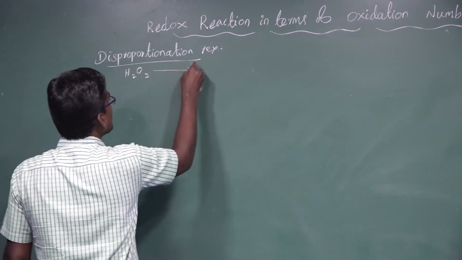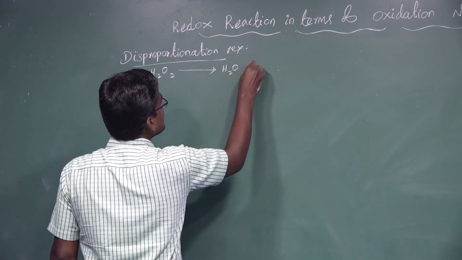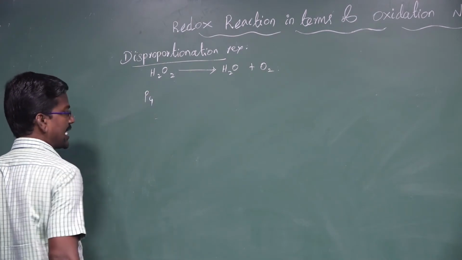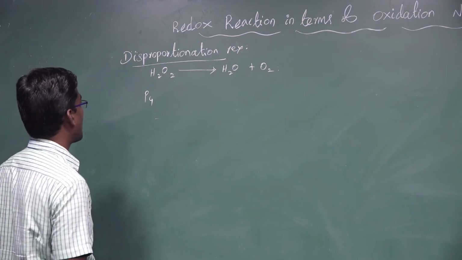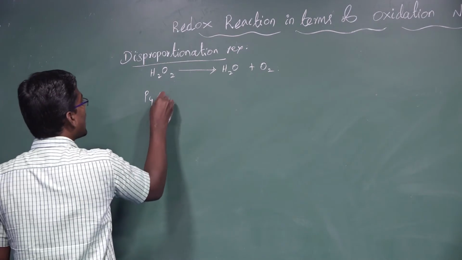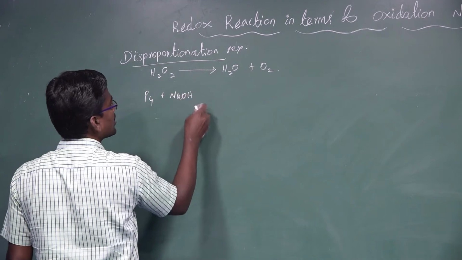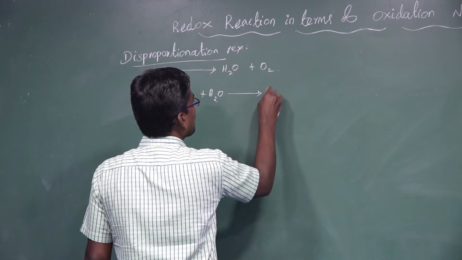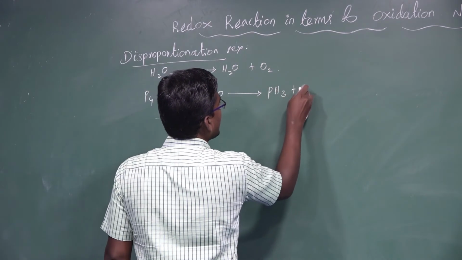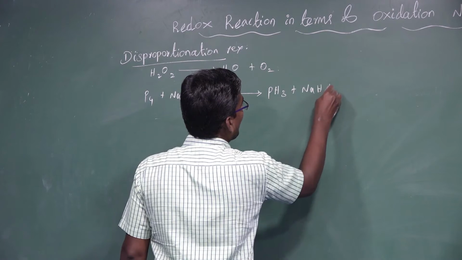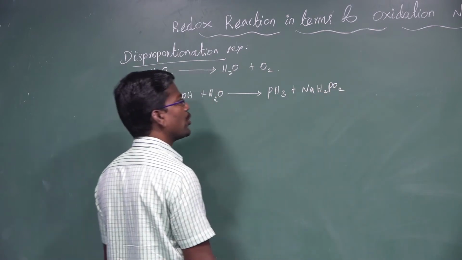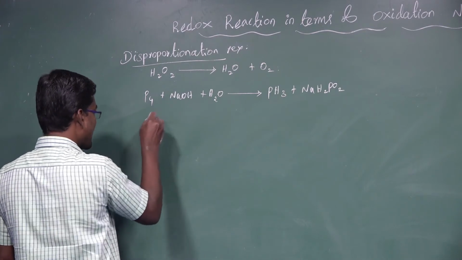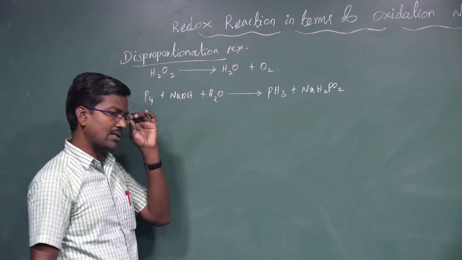H2O2 dissociates to form H2O plus O2. Another one, phosphorus P4, because of the atomicity of phosphorus being 4. So it is always expressed as P4. It reacts with sodium hydroxide NaOH in presence of water molecule H2O to form phosphine PH3 and sodium hypophosphite, NaH2PO2. Then sulfur S8, because of the atomicity of sulfur being 8.